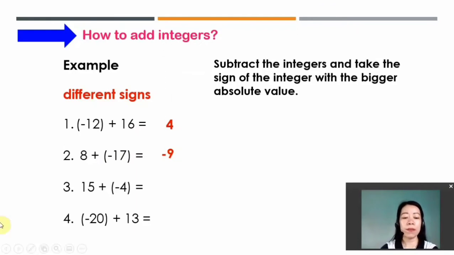Next, for number 3, 15 plus negative 4. So, subtract the integers. 15 minus 4 is 11. So, yung 15 yung may bigger absolute value. So, ikakopy lang yung sign ng 15 which is positive. And last, number 4, negative 20 plus 13 equals negative 7. So, subtract 20 minus 13 equals 7. So, since yung negative 20 yung may bigger absolute value, ikakopy lang yung sign ng 20 which is negative, kaya ang answer is negative 7.